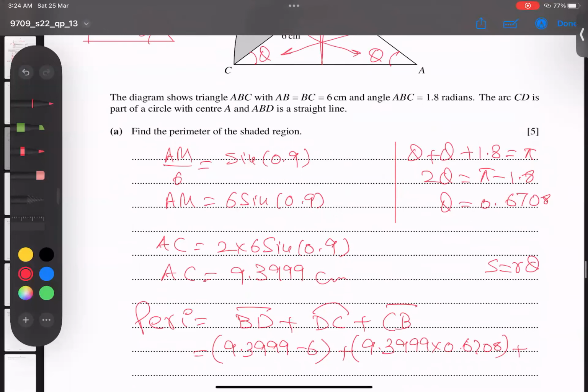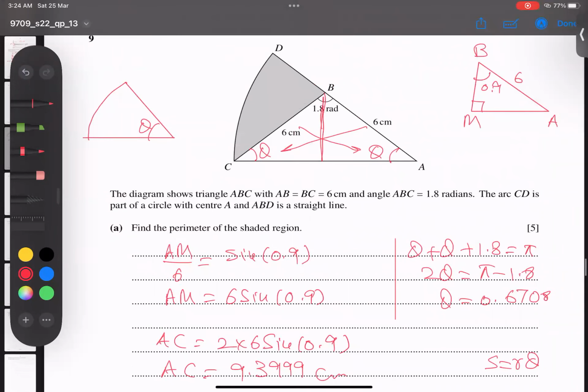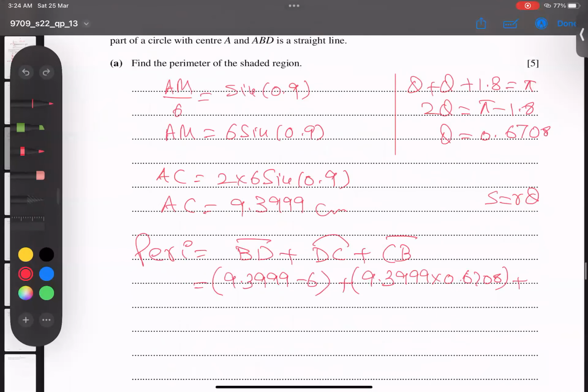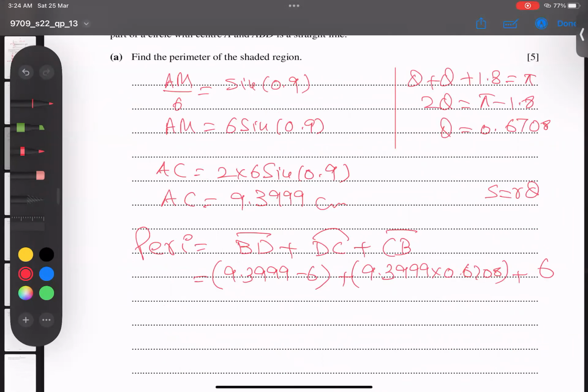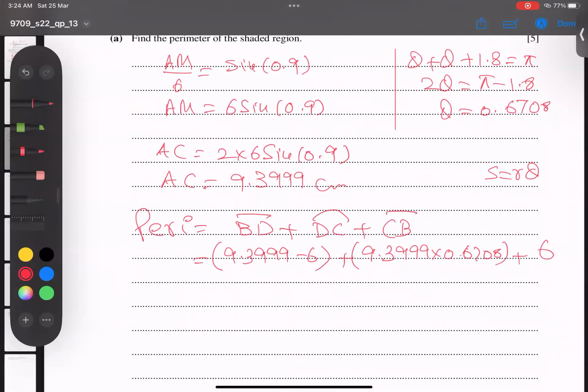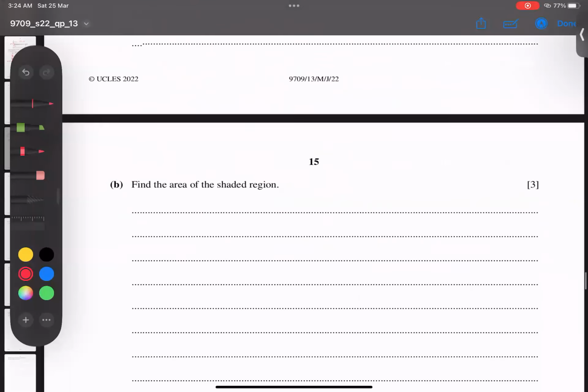So I hope the point is very, very clear. And now let's talk about the CB straight length. CB straight length is given as 6 here, and that's it. And we got the answer, inshallah, alhamdulillah, in no time. Just adding: 9.3999 minus 6 plus 9.3999 times 0.6708 and plus 6. And perimeter is coming finally 15.7 centimeters. Alhamdulillah, I hope it is clear.